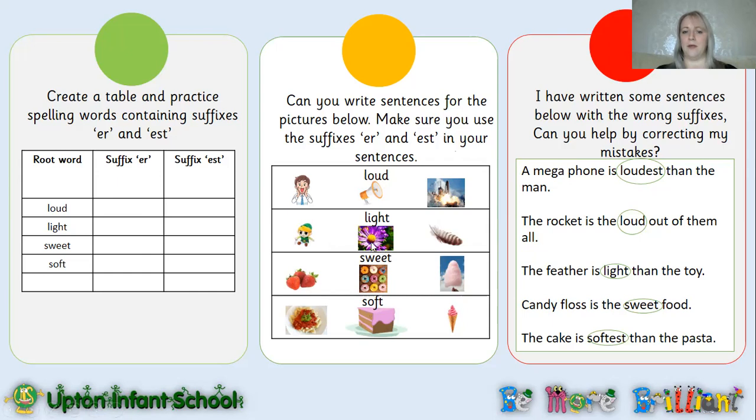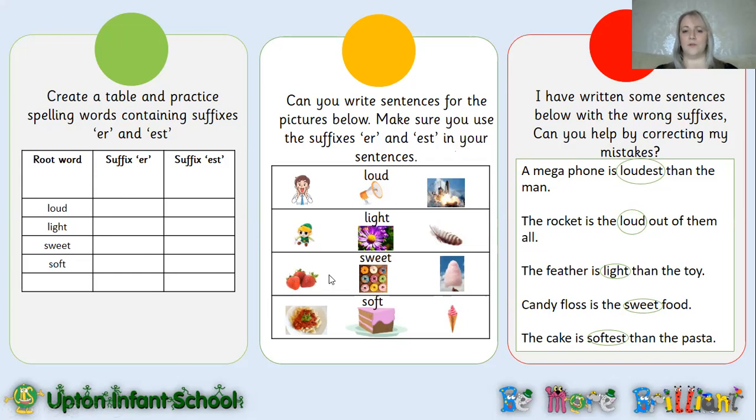We have a flower. A flower is very light. And we have a feather. Now the feather is definitely the lightest thing there. I would say that a flower is lighter than a teddy, but all three of them are light. So I wonder if you could write me a couple of sentences to describe those.